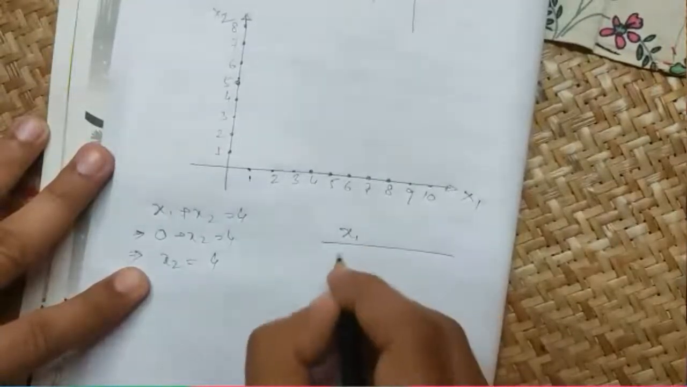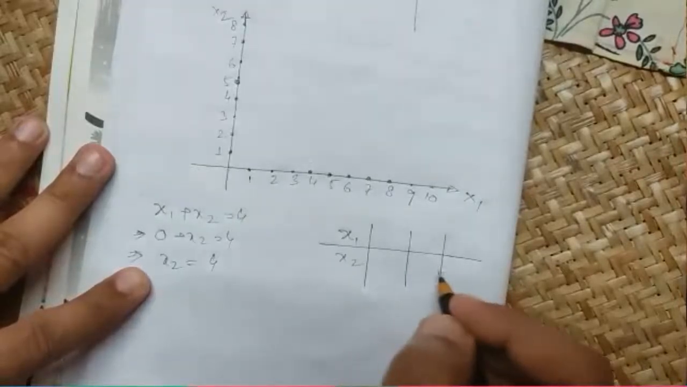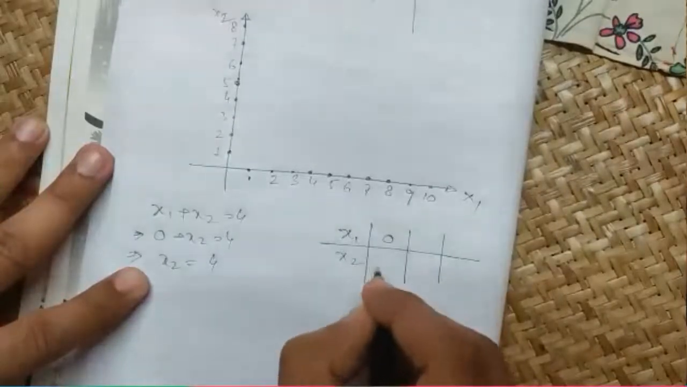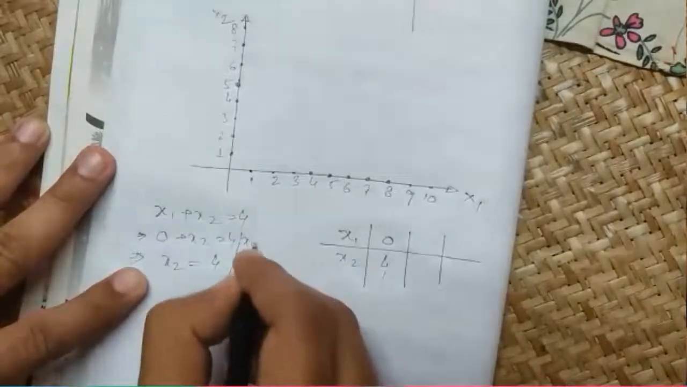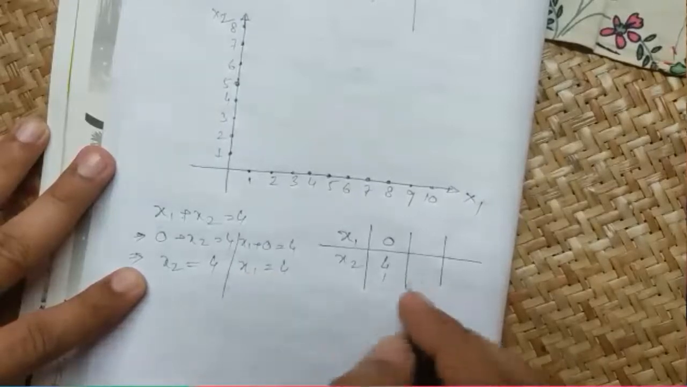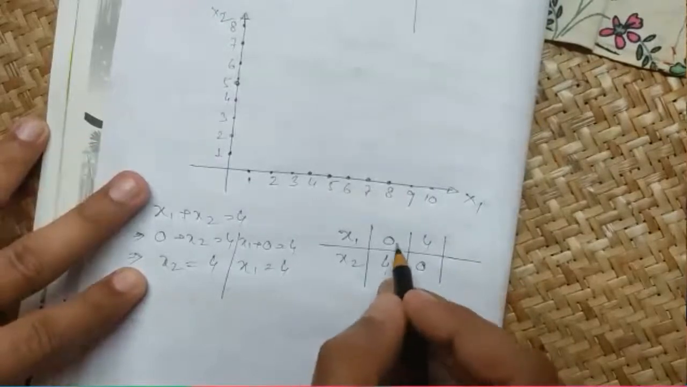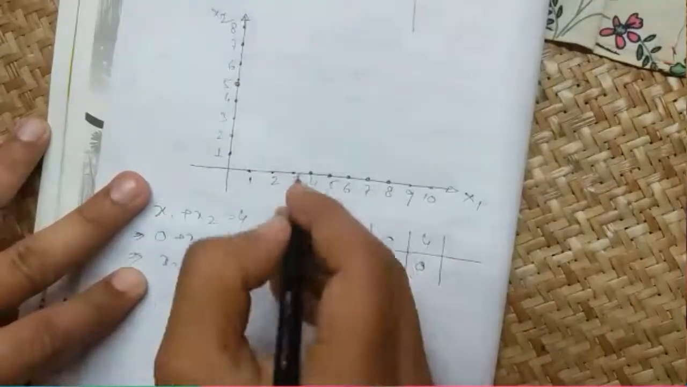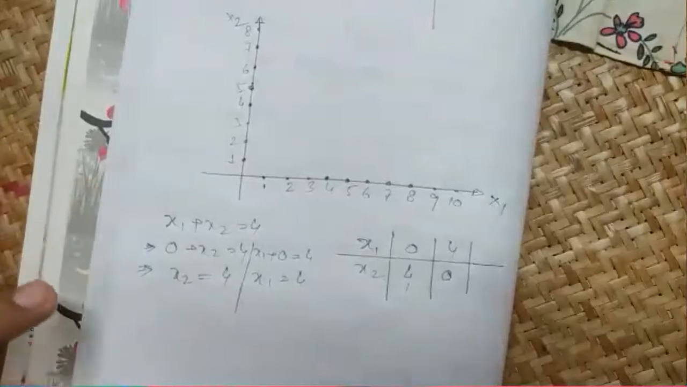So if we make a table of values of x1, x2, only two points are required to draw a line. One point we get is x1 equal to 0 and x2 equal to 4. Similarly, if we put x2 equal to 0, then we get x1 equal to 4. So at 0, 4 and 4, 0, the line will intersect these two axes. So this is your 4, this is your 4. Now we have to join them.